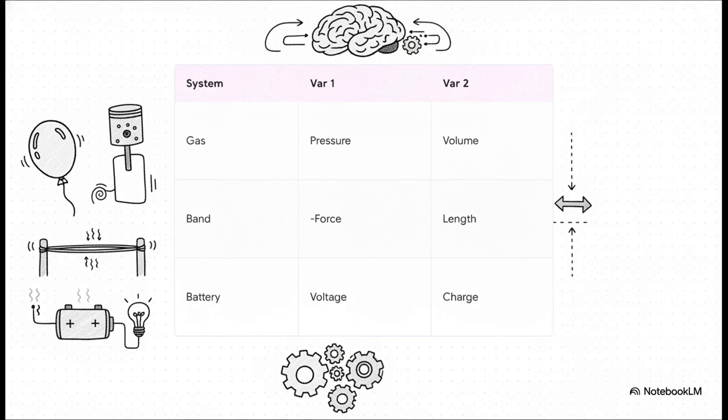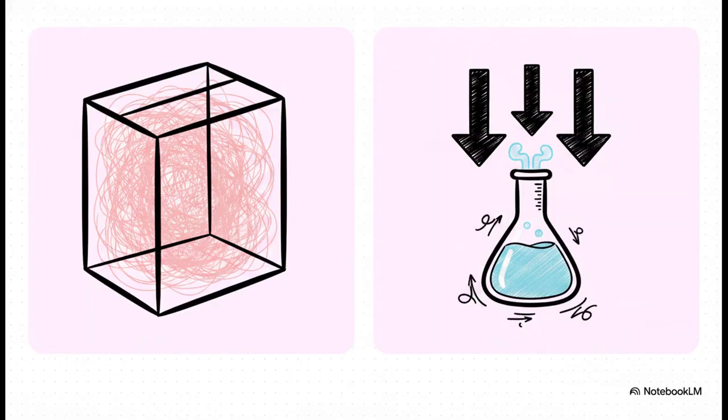Since the structure of the math is perfectly identical, we can just swap the letters. Meaning, the exact same equations that run a massive steam engine perfectly explain why a stretched rubber band actually gets hot, or why your phone battery gets warm when you're charging it. It is literally the exact same underlying logic. How wild is that?